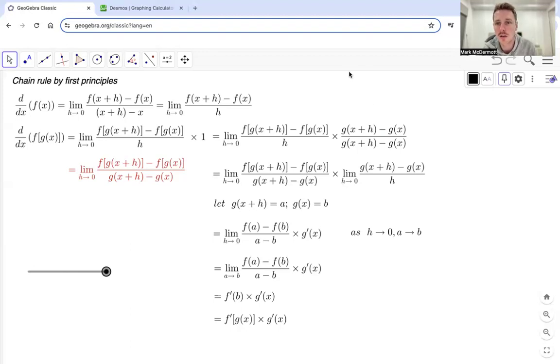As I said, it's outside the course for VCE Methods in Victoria, but it might be interesting for other applications later down the line.